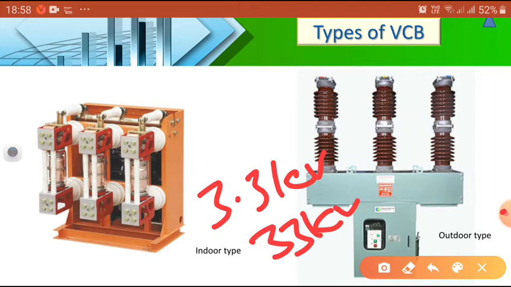Now, you can see which type of breakers is generally used for industrial purposes. What is inside here? As we have seen, the vacuum interrupter. What is inside the vacuum interrupter? How are we going to use this vacuum interrupter in industries? Let us see the vacuum interrupter here.